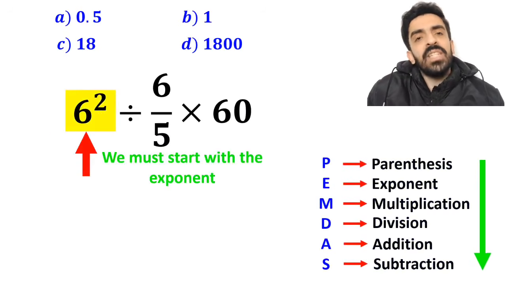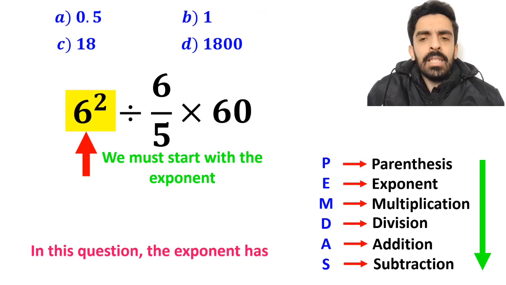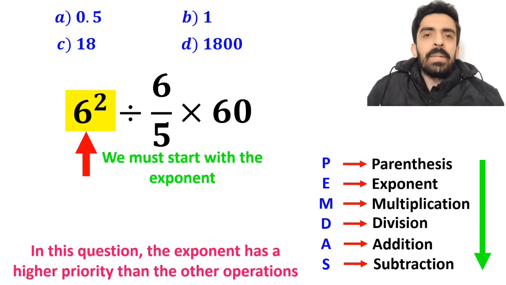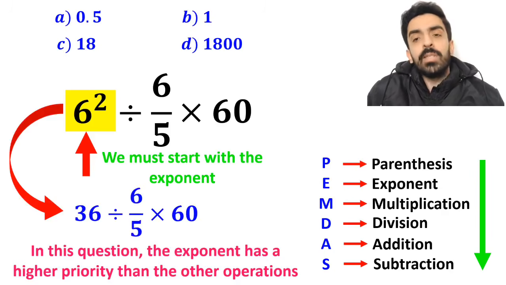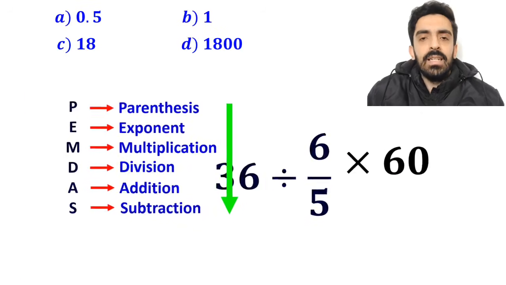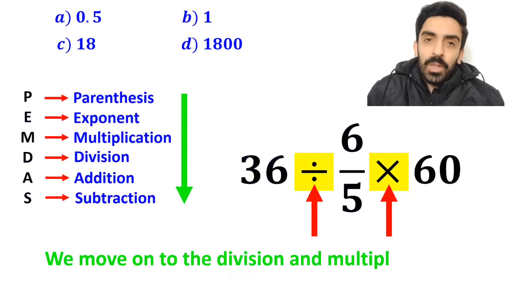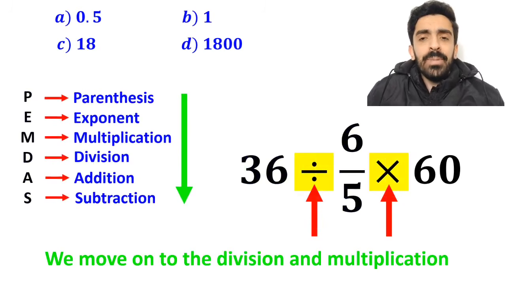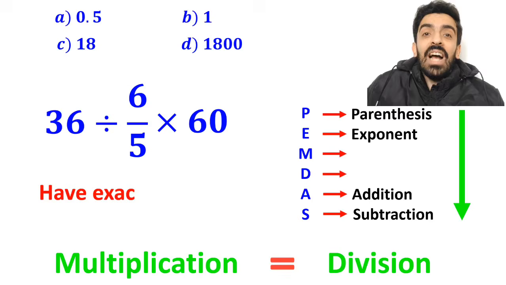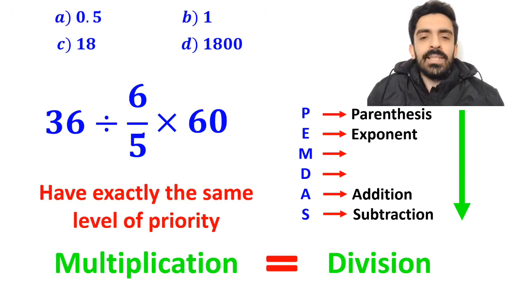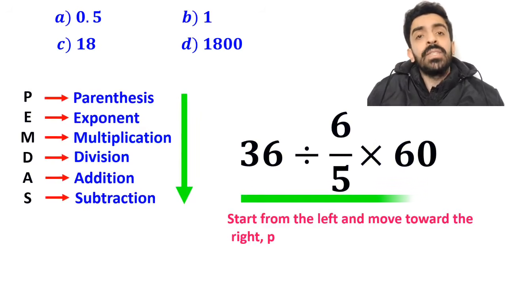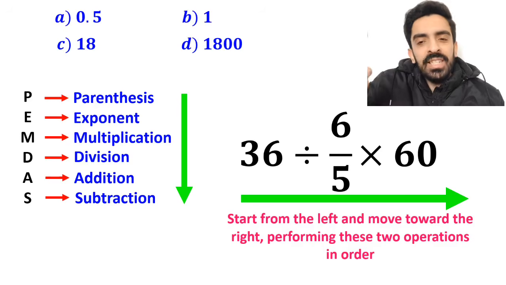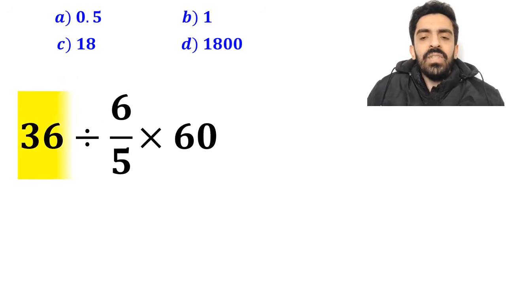Okay, first we must start with the exponent, because in this expression, exponent has a higher priority than the other operations. So, instead of this expression, we can write 36 divided by 6 over 5 multiplied by 60. And in the next step, we move on to the division and multiplication. However, it's very important to note that multiplication and division have exactly the same level of priority in the PEMDAS rule. In this situation, the best approach is to start from the left and move toward the right, performing these two operations in order. So, we start with the expression 36 divided by 6 over 5.